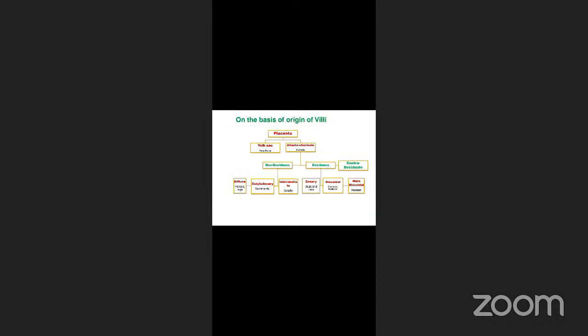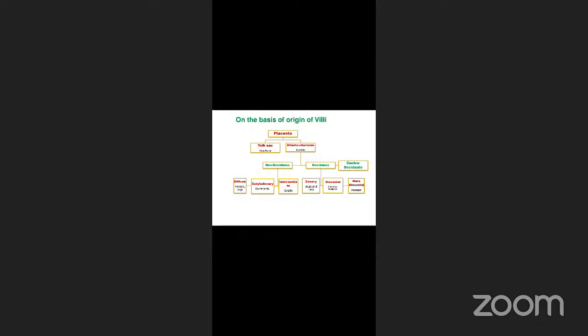Based on that, we can divide the placenta into yolk sac and allantochorionic types of placenta. In the yolk sac type, you don't find all these things. In the allantochorionic placenta, we again have non-deciduous and deciduous, and a subtype called contra-deciduate. In the non-deciduous, we have diffuse, cotyledonary, and intermediate. And in deciduous, we have zonary, discoidal, and metadiscoidal.